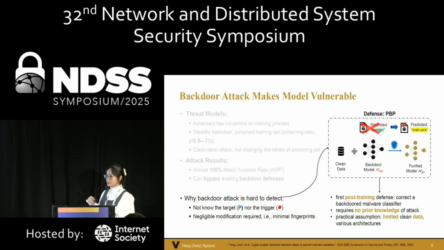And why is the backdoor attack very challenging to deal with? First of all, the defender doesn't know what kind of malware family the adversary wants to protect. The defender also doesn't know what kind of trigger or masking function is used by the adversary. Another point is that the adversary often tries to minimize their fingerprint or their modification on the feature space to bypass the filtering mechanism.